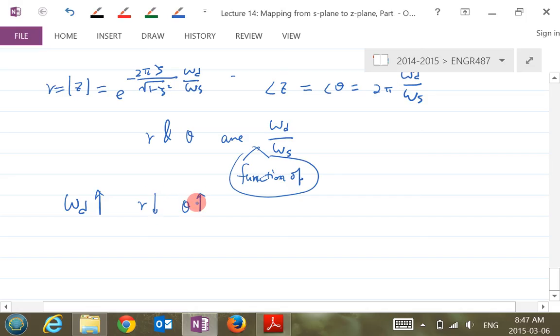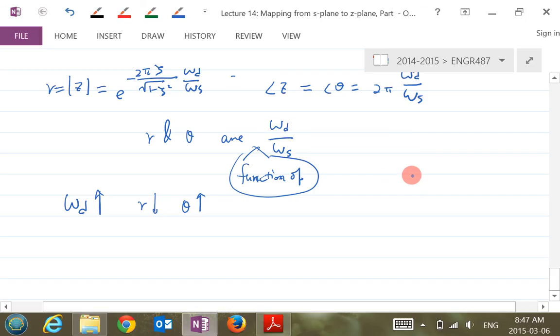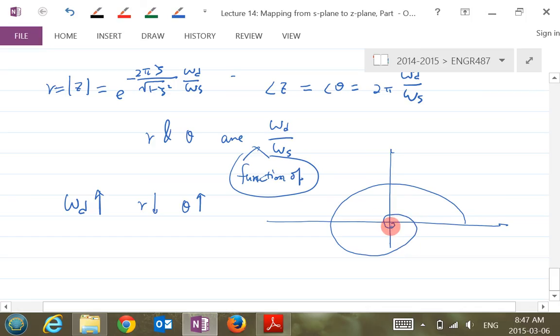So this r and theta, mathematically, it's a spiral. It's more of a logarithmic spiral. And if you plot it out, we look at the omega d over omega s ratio. R starts to decrease from big to small, and theta from small to big. So your mapping looks more like this. Okay, it's a spiral.